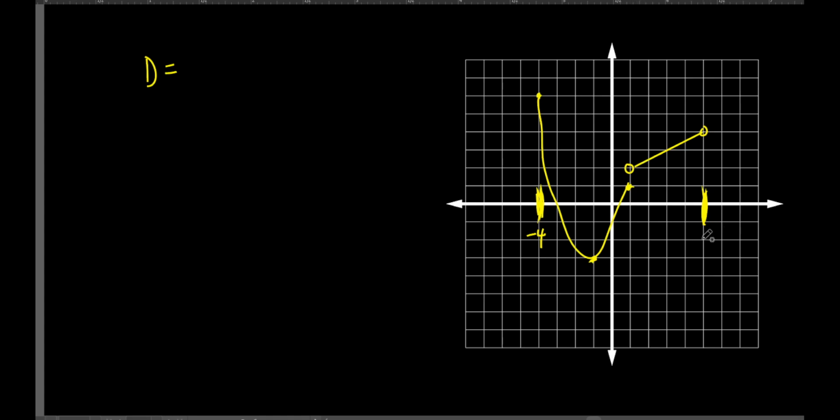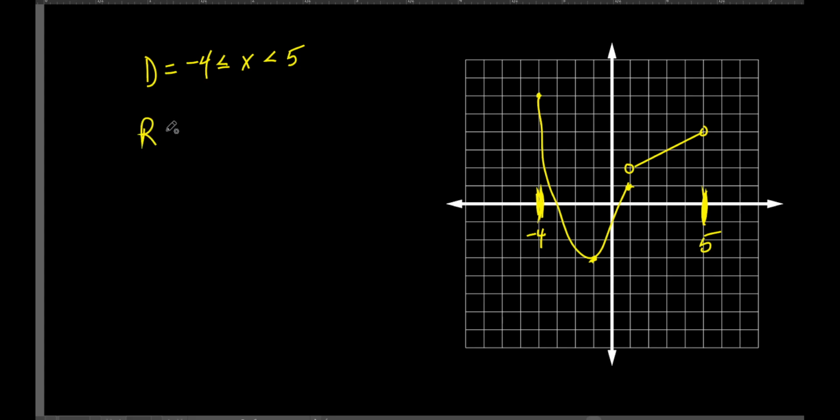So how far do I go? That's to 5. So what's my domain then? I won't write all the fancy stuff just for time. It's what? So x is between negative 4 and 5. Now it does include negative 4, but it does not include 5. This should just be less than 5. And that's the domain. Make sense?